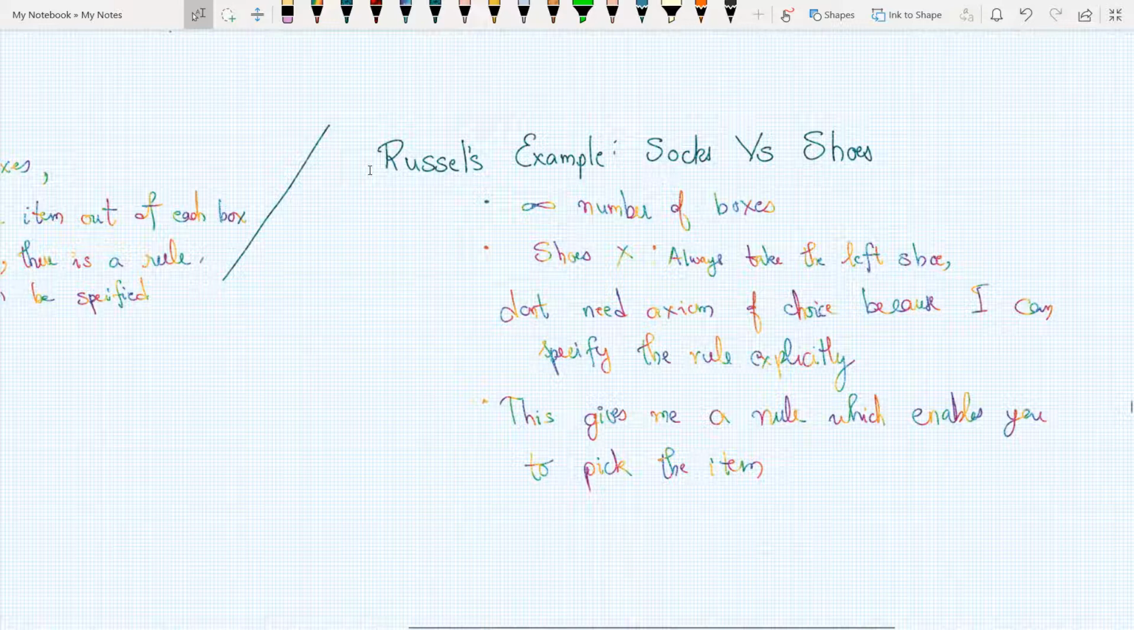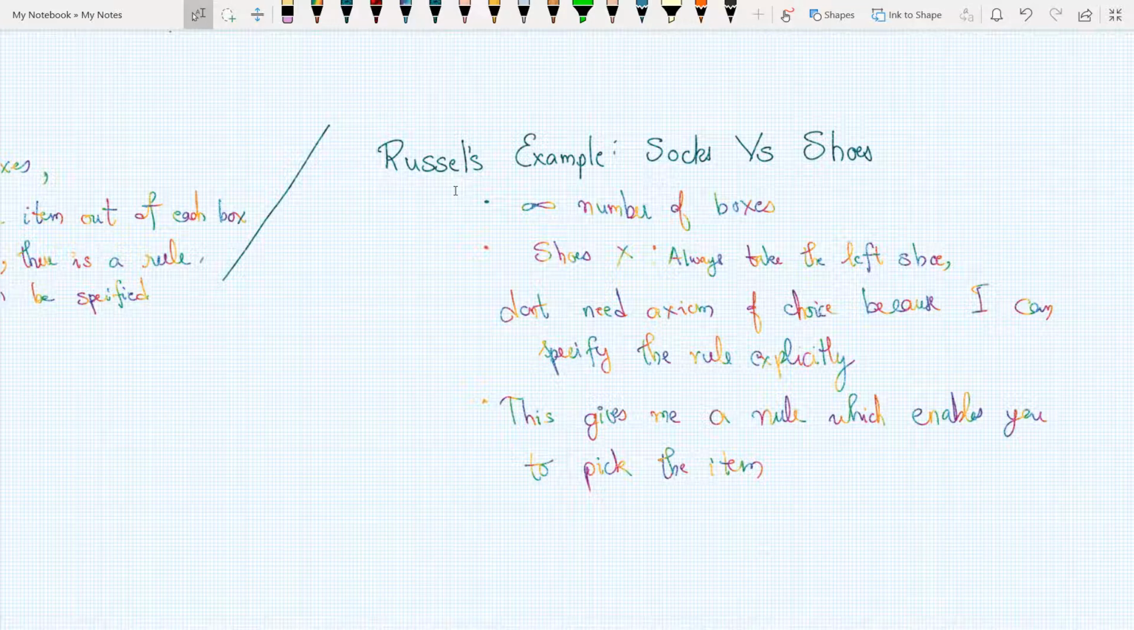But now suppose you have an infinite number of boxes and each box contains a pair of socks. Now when it contains a pair of socks, I cannot specify a definitive rule that says take the right one or take the left one, because there is no right sock or left sock. And at this point of time, the axiom of choice comes into the picture. It tells me that yes, I can do this thing. I can pick one sock from each of my infinite number of boxes. I may not know how to do it. It does not give me a specific function. All it says is that yes, it can be done.